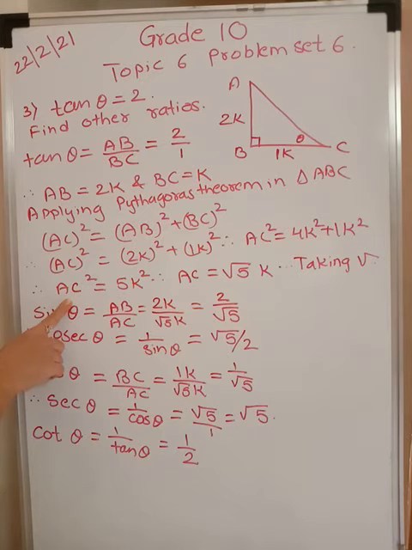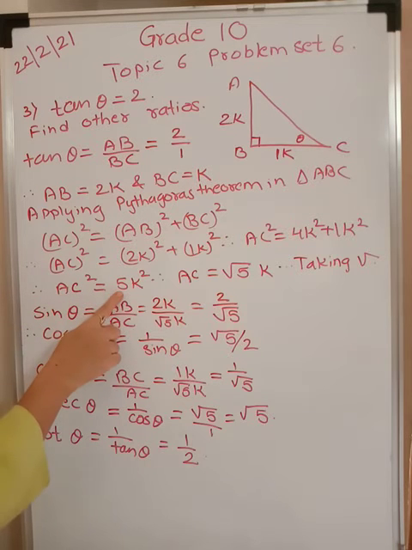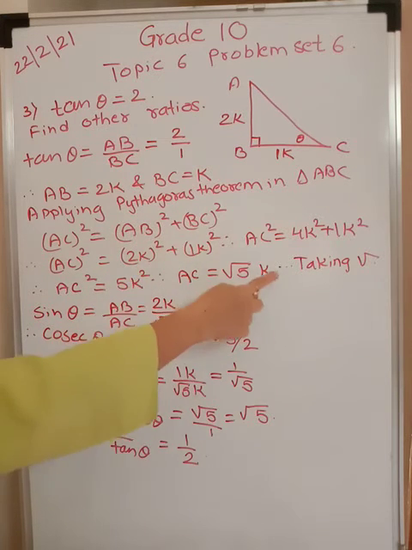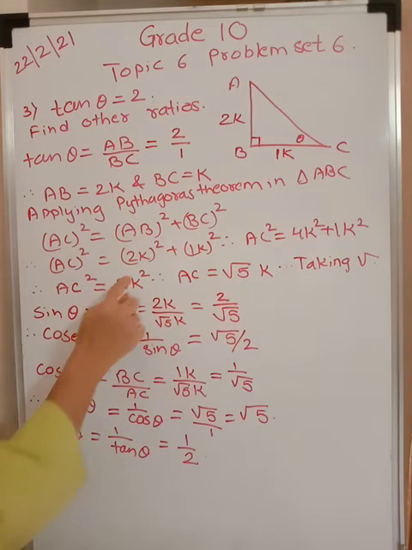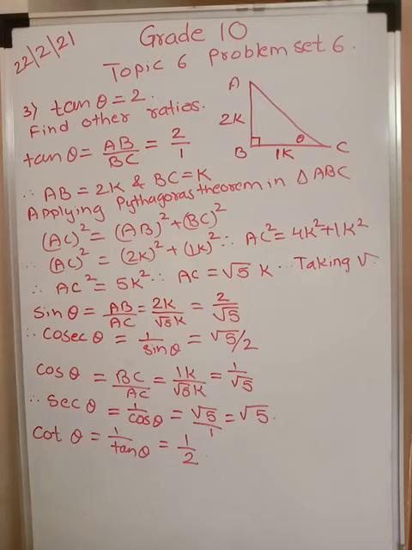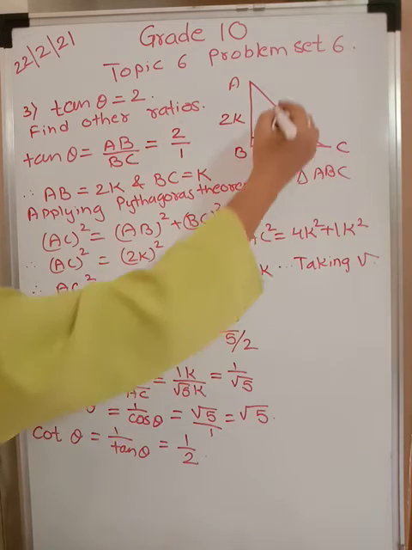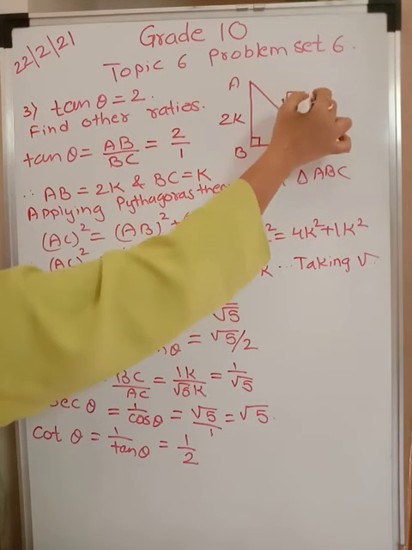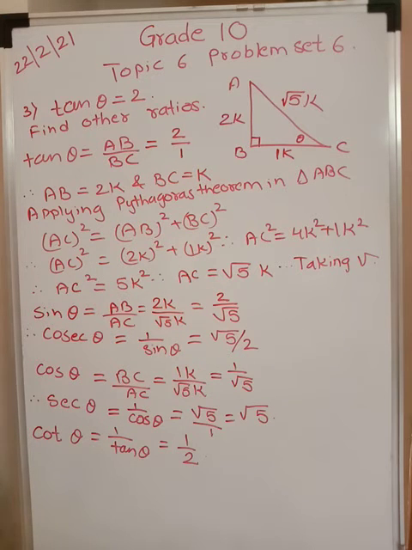Taking square root from both sides, you get AC as root 5k. It is square root of 5k square. So k square's root is nothing but k. So root sign is only for 5. So it is root 5 and then outside it is k. Mind well. So you got AC as root 5k. Now once you got all the three sides, you can write all the ratios, isn't it?